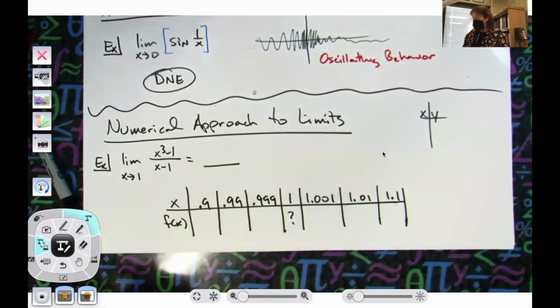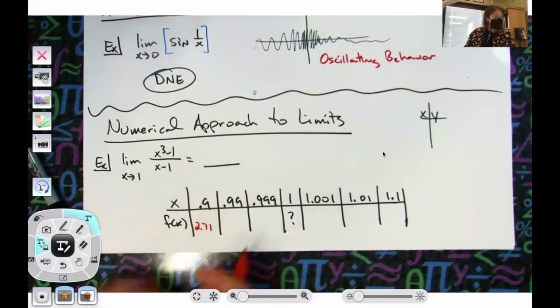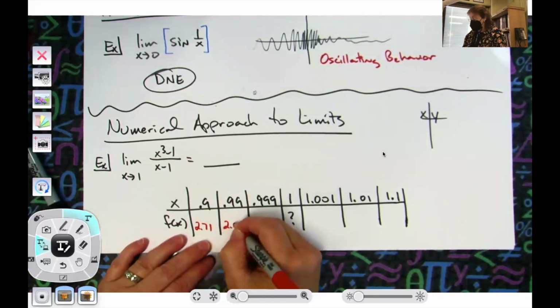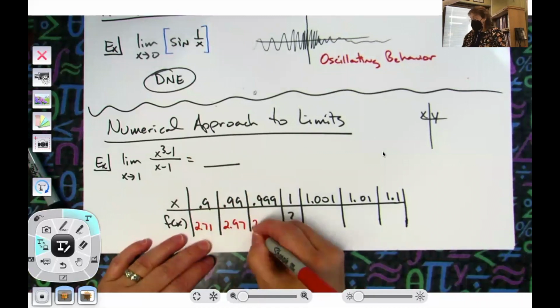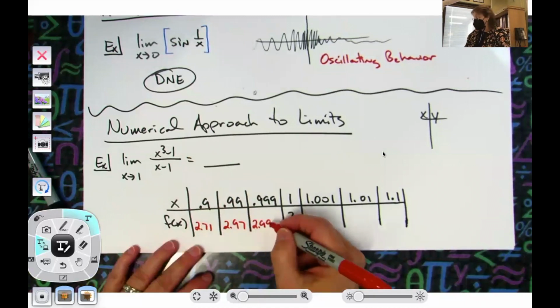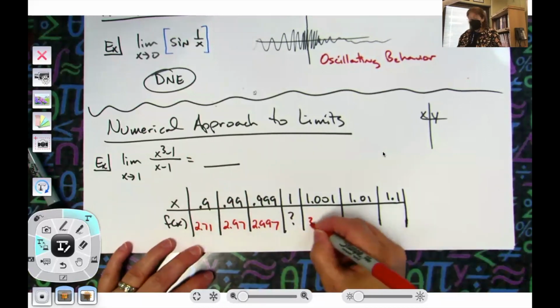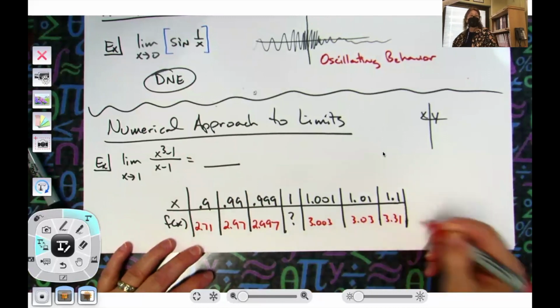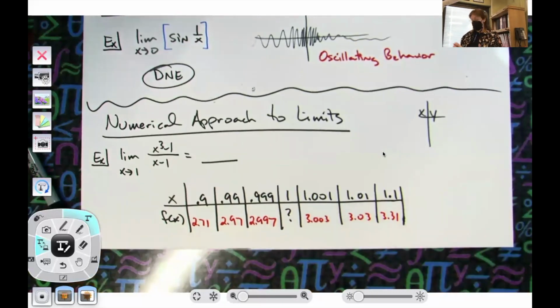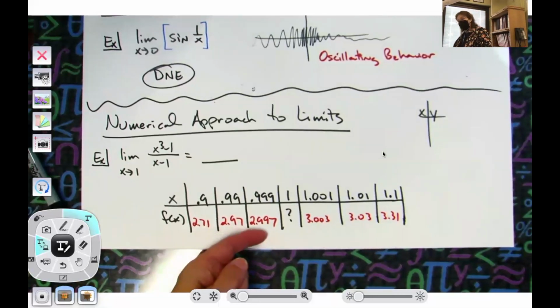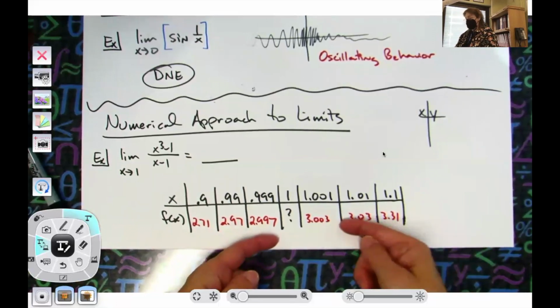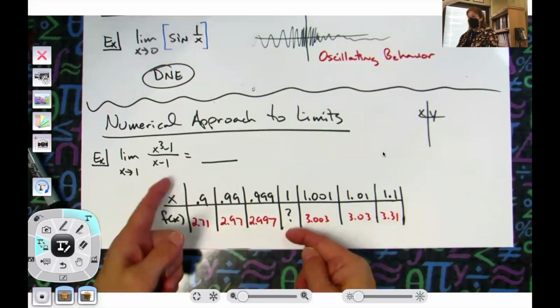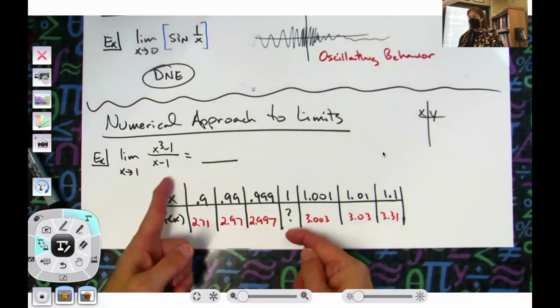So let's say we're going to get like a 2.71. If I did not screw this up, we should get a 2.97. We should get a 2.997 right there. Over here, we're going to get a 3.003. We're going to get a 3.03. We're going to get 3.31. Looking at what those numbers are doing, these are getting really, really close to 3. And going this way is getting really, really close to 3. So this limit is 3.